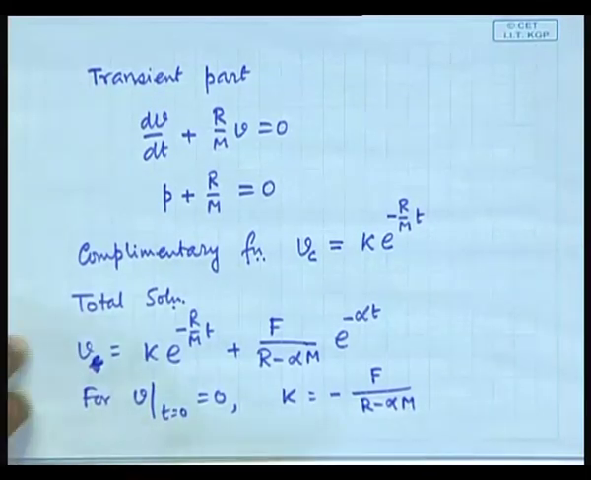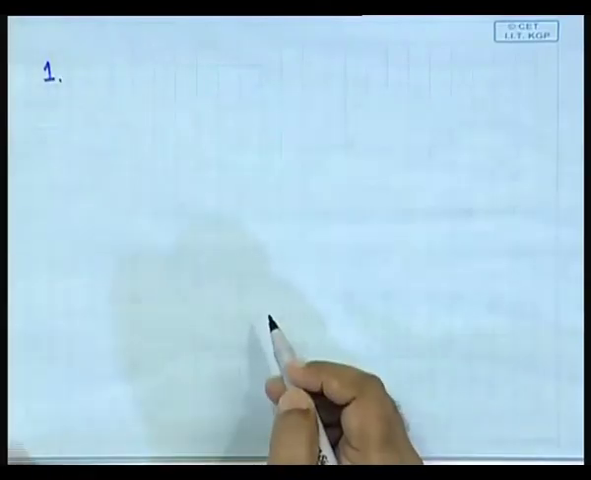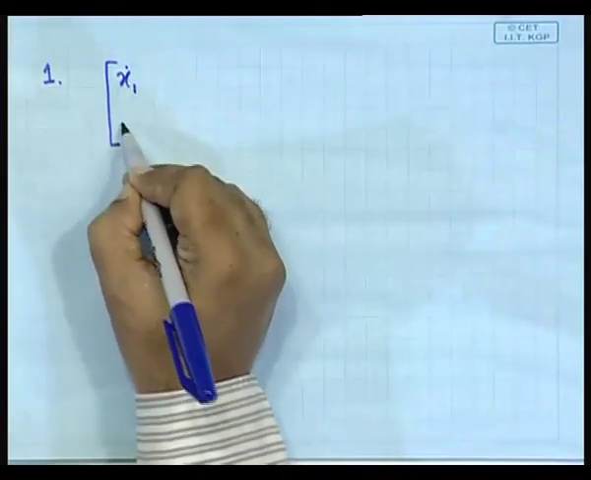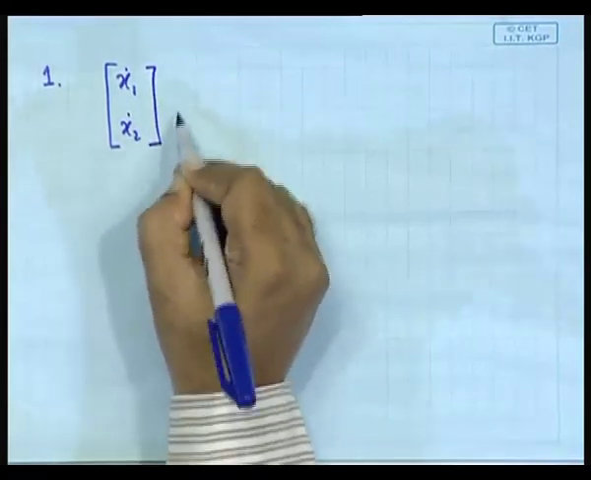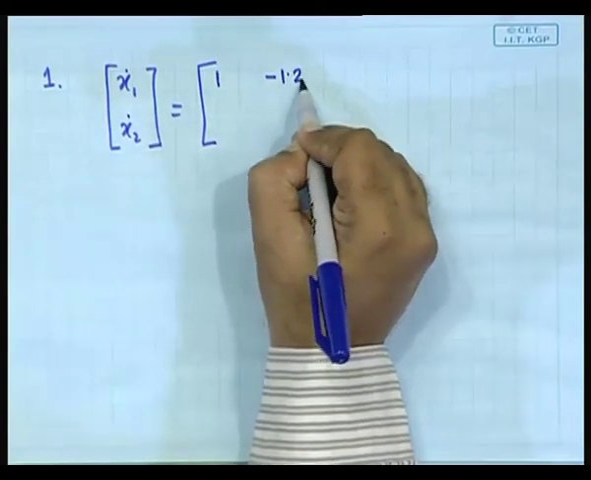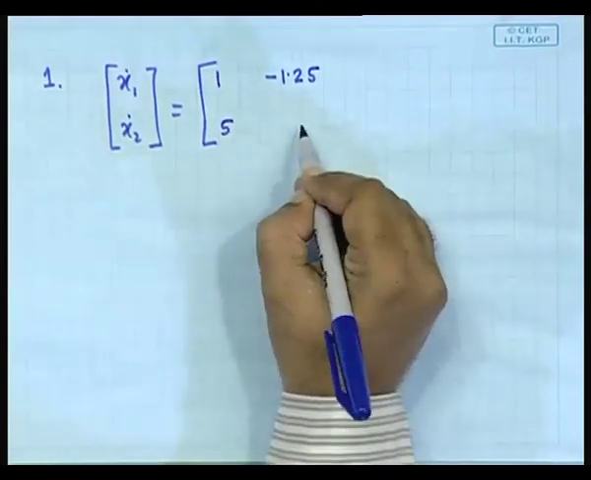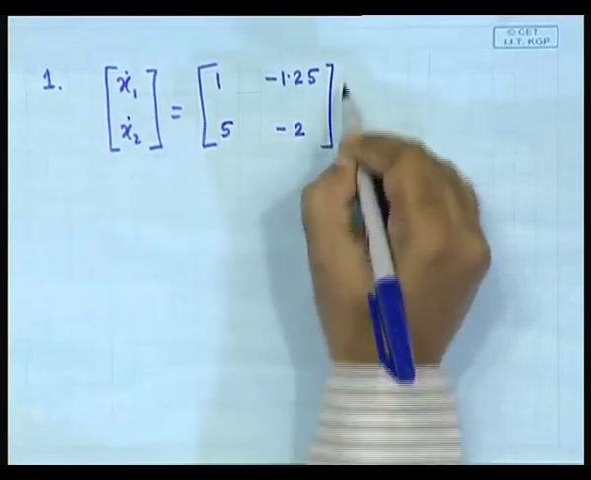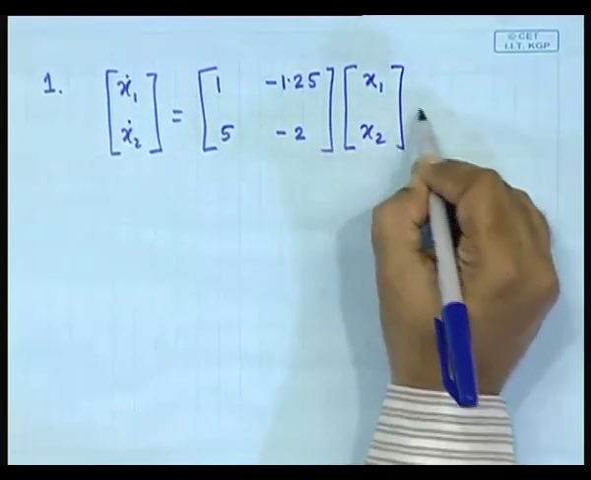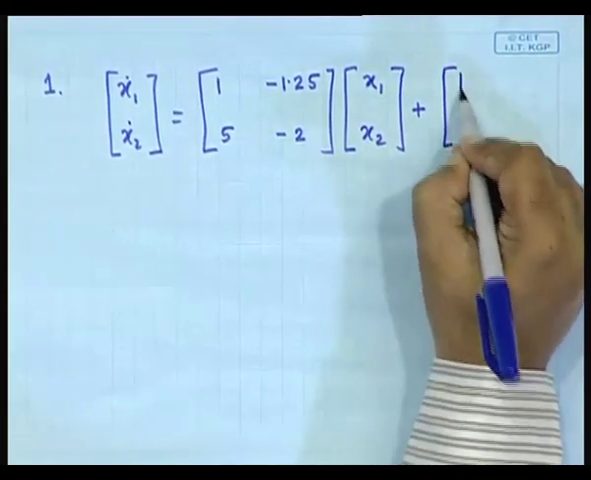Fine. Okay. Now, I will give you some problems, you solve them in the next class. Some of them I will try to illustrate. 1. The equation is x1 dot, x2 dot is equal to the matrix 1, minus 1.25, 5 and minus 2, times x1, x2, plus 1, 0.